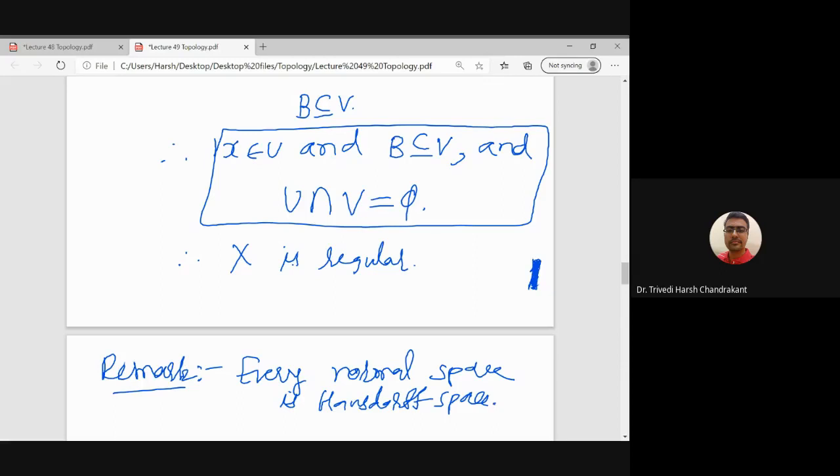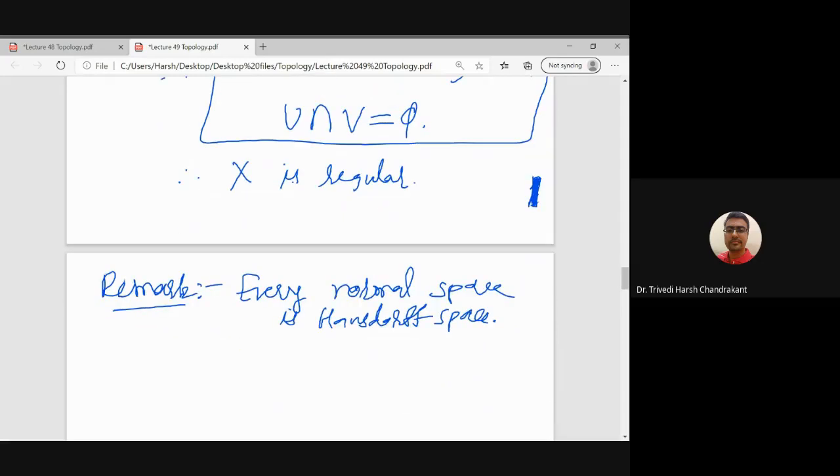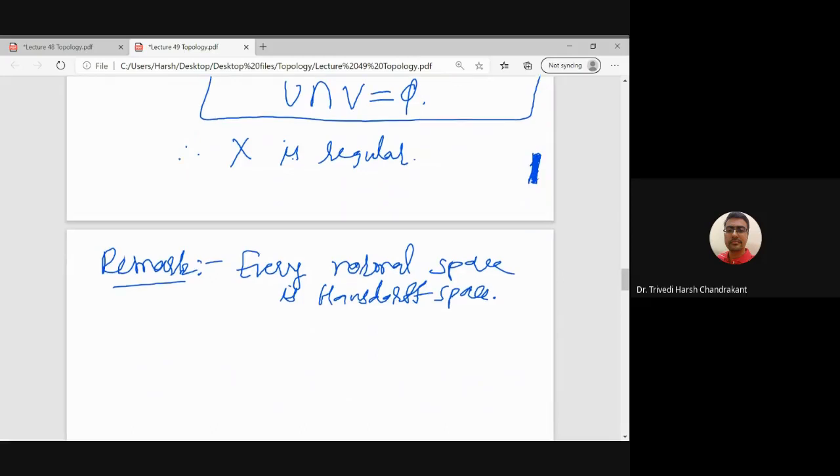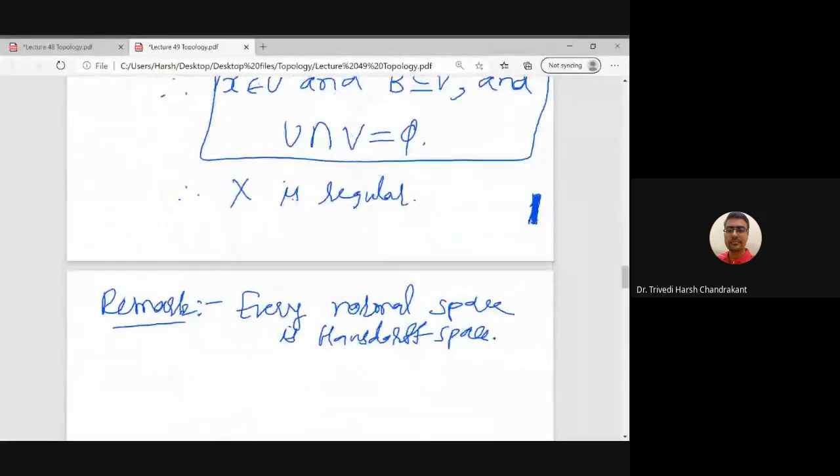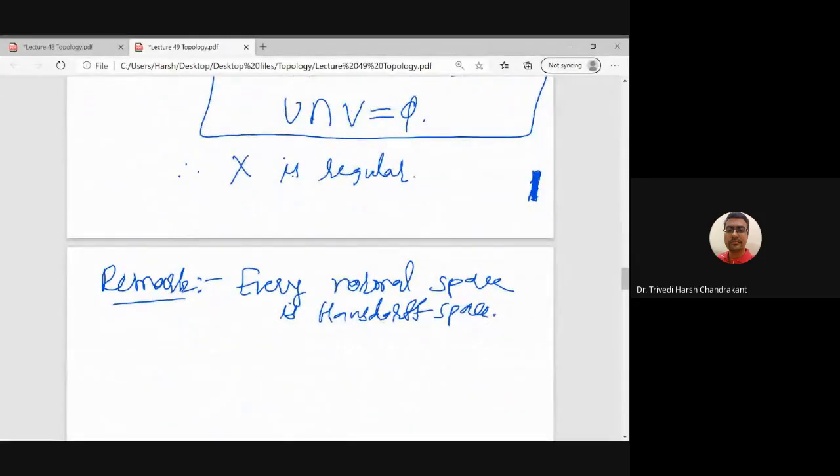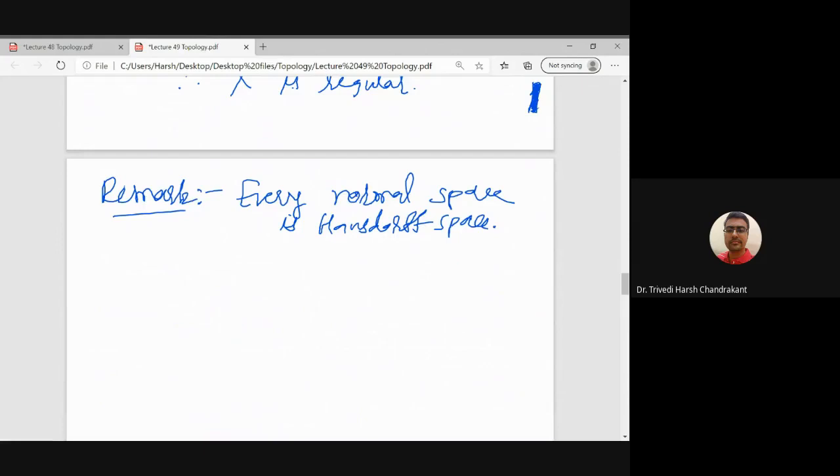Right. So every normal space is Hausdorff. So what about the converse? When does a Hausdorff space become normal? So that is a question. That result we will discuss now.